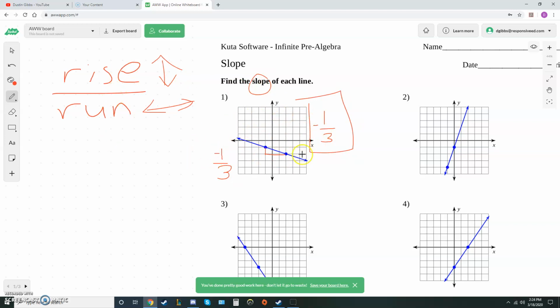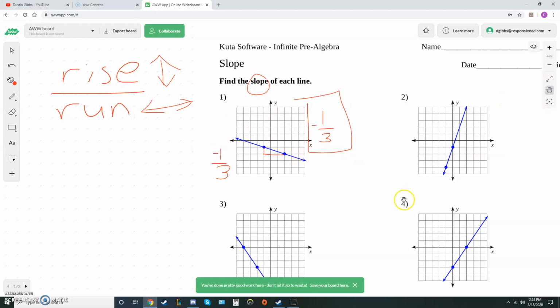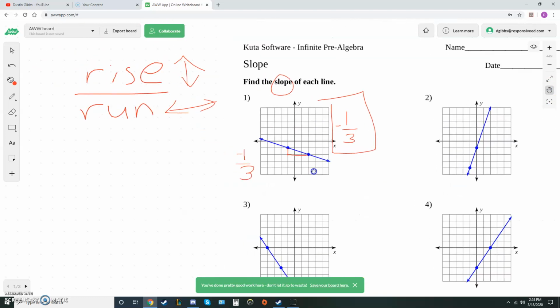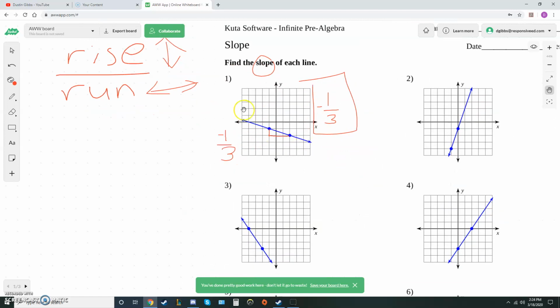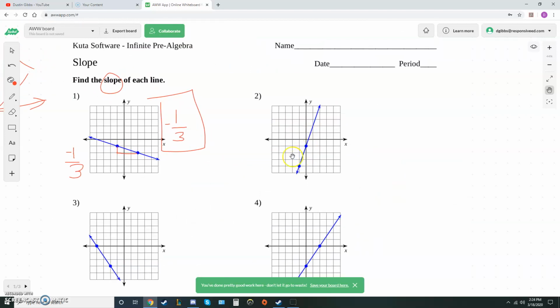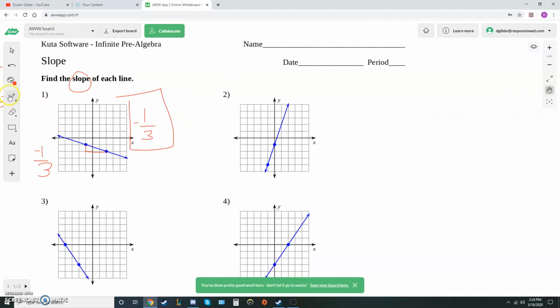Now, this is not always what you're going to have. You're not always going to be able to just find the slope like this, because sometimes they're not going to give you the line itself, so you can't do that rise over run. So what you get is you're going to have to use the formula that we have. Y2, oh my god, I cannot write.